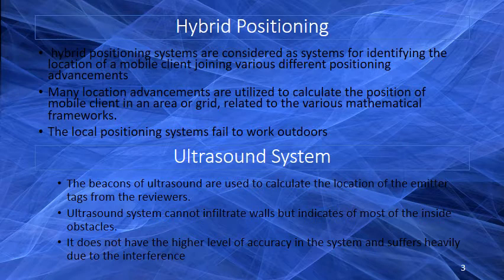Ultrasound system and beacons. In this method, the beacons of ultrasound are used to calculate the location of the emitter tags from the receivers. The ultrasound cannot penetrate the walls, but it indicates most of the objects inside the building or environment. It does not have a high level of accuracy and suffers heavily from interference.